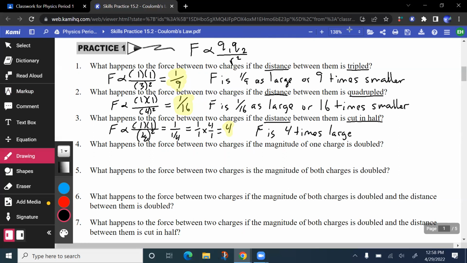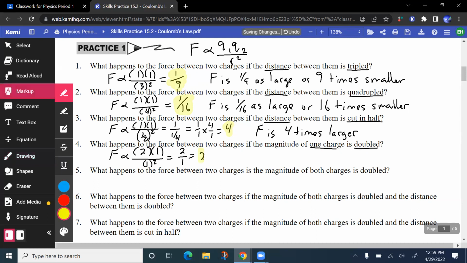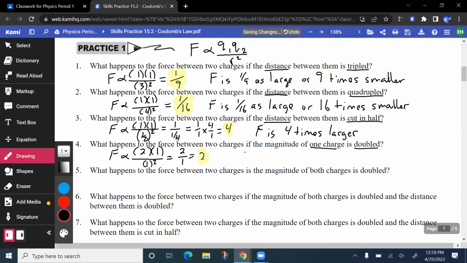The force is 4 times larger than it used to be by cutting the distance in half. Number 4, what happens to the force between two charges if one charge is doubled? So F is proportional to, I'll double the first charge, then add the second, and the distance remains the same. So this would be 2 times 1 is 2 over 1 squared is 1, and I get an answer of 2. Okay, what does that answer mean? It means the force is doubled. Or you could say it's 2 times larger.